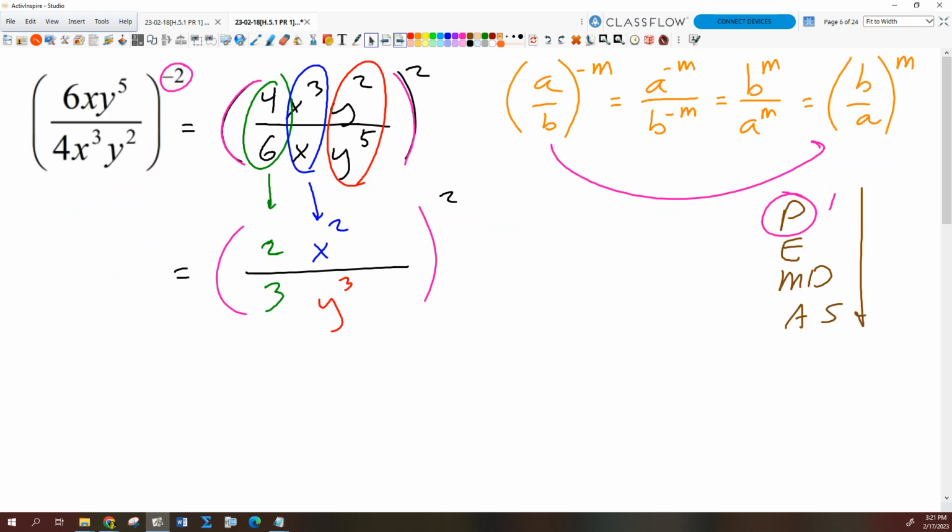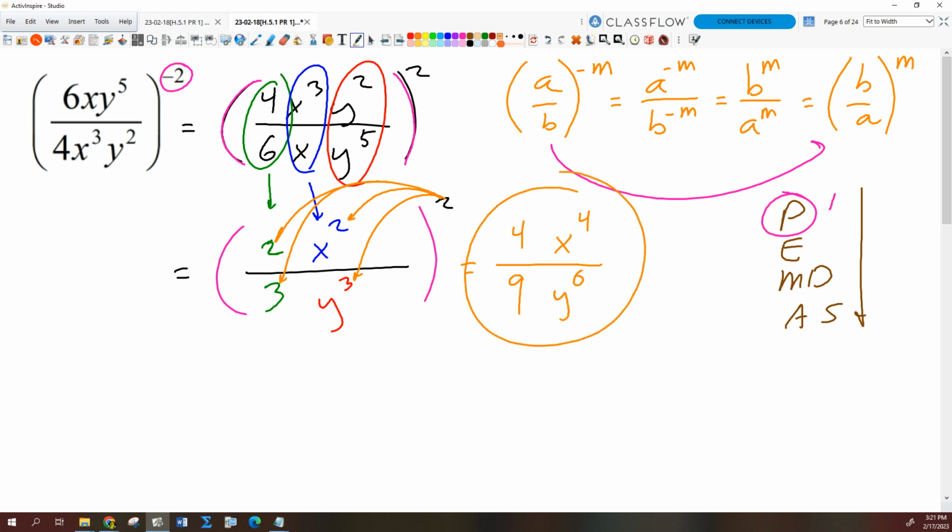So what's the last thing to do here? Yeah, now we just distribute the exponent, right? So if we distribute this 2, what's that going to give us? 4/9 x to the 4th y to the 6th. And we got it. Good? Does that work? Okay, how about it? Good.